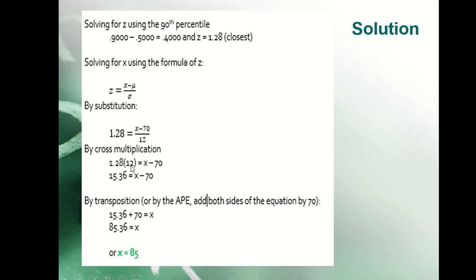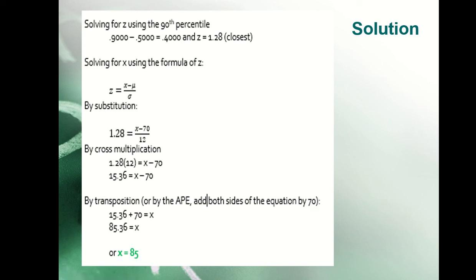So, by cross multiplication, 12 times 1.28, at 1 lang naman dito times doon. So, as is. By cross multiplication, we obtain 15.36 is equal to x minus 70. And finally, by transposition, although sabi nila hindi daw nag-exist sa math ang transposition, nasanay lang tayo. Ang tamang katawagan doon ay by the APE. Ano yung APE? Addition property of equality, which is done by simply adding to both sides of the equation the additive inverse of negative 70, and that is equal to 70.